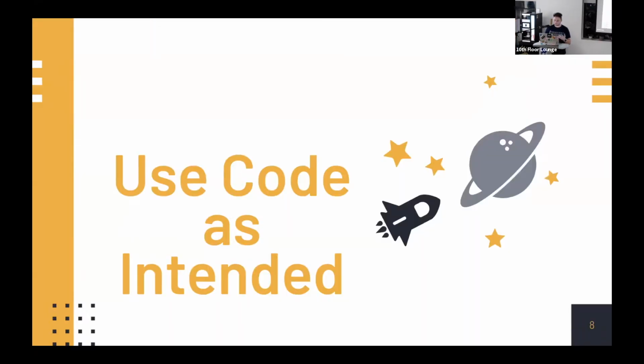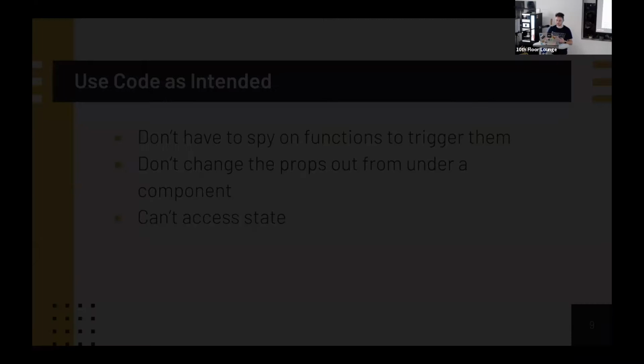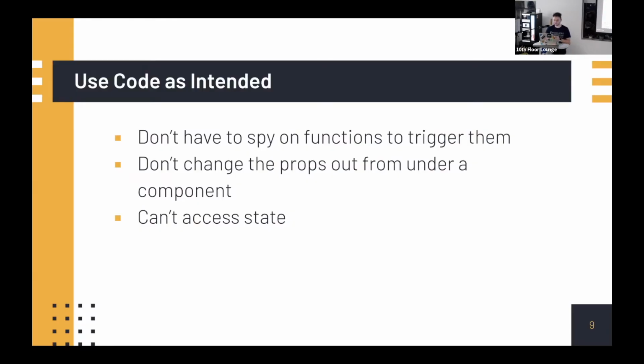Essentially, it wants you to use the code as it was intended to be used in the browser. So instead of messing with state from outside of the component, instead of changing the props from underneath that component after it's been rendered or simulating a click, you're really just going to tell the browser that you clicked on something and watch what happens next. So in React Testing Library, you can't access the state. You can send in props, but you don't necessarily know what that component does with those props.